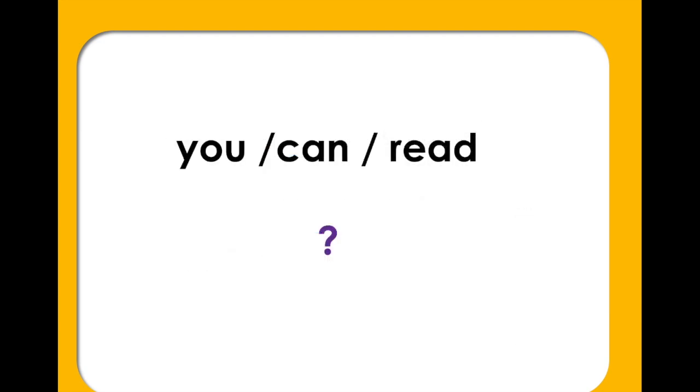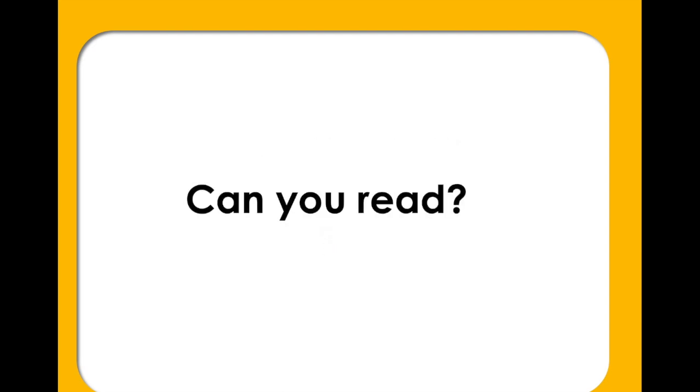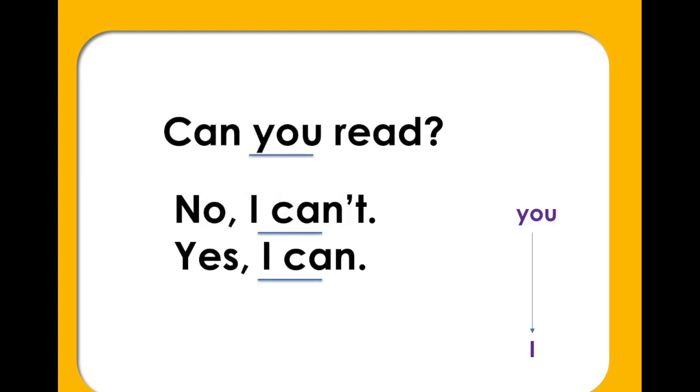What about here? You can read. Can you turn this into a question? What goes first? Correct. Can you read? We first use the modal can, then the subject, and then the verb, followed by the question mark. Can you read? No, I can't. Yes, I can. You turns into I for answers.